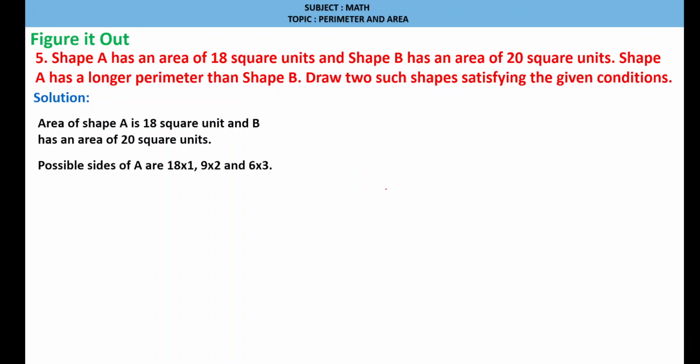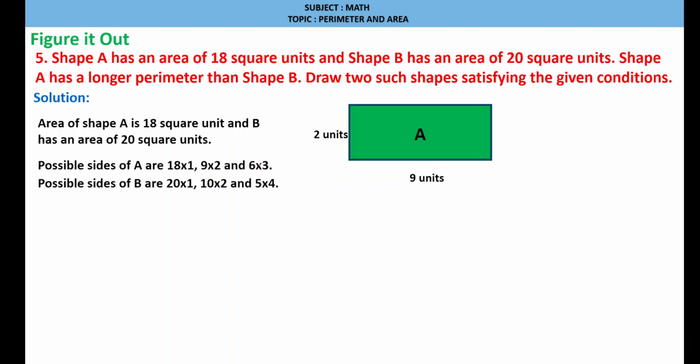Thus, possible dimensions of A are 18 into 1, 9 into 2 and 6 into 3. Possible dimensions of B are 20 into 1, 10 into 2, 5 into 4. Therefore, the area of A can be written as 2 by 9. The area of B is 5 by 4.